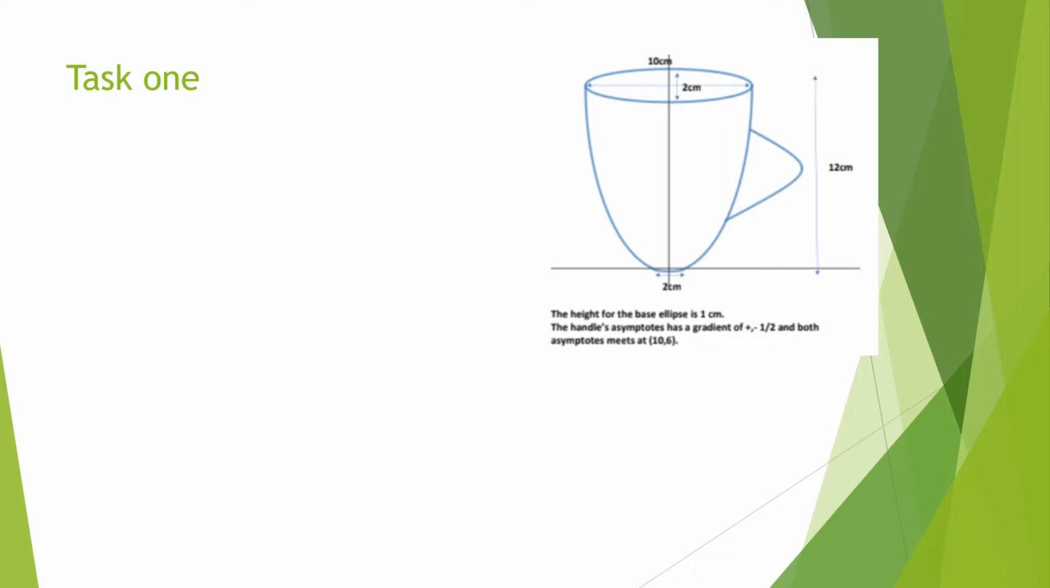It says the height of the ellipse is 1 centimeter. That means the b for that ellipse is 0.5, and the center is (0, 0), so that's why it's x squared plus y squared over 0.5 squared equals 1, and the width of that ellipse is 2 centimeters, so half of that is 1. So that's the ellipse at the base.